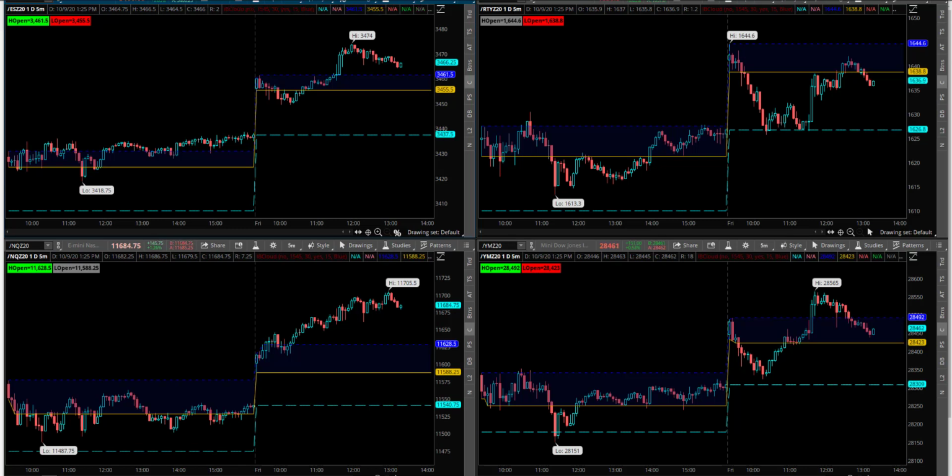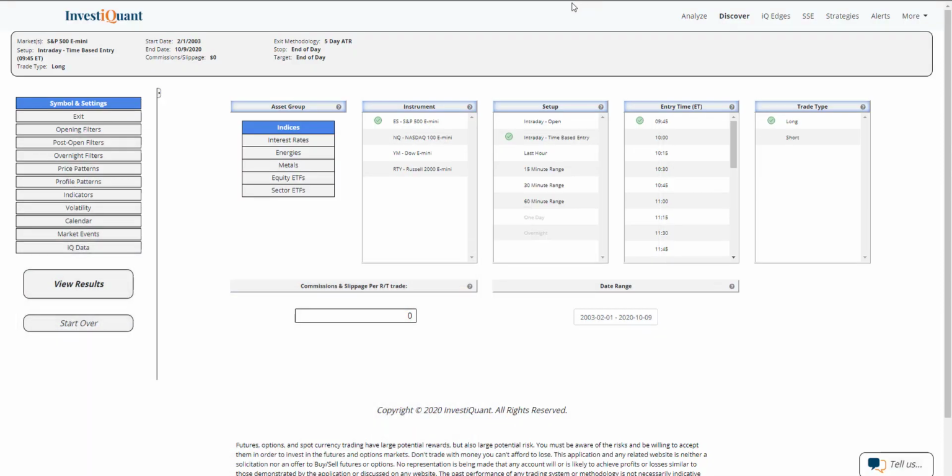So let me go into Discover, and we'll look at the indices here. We do have other instruments and different asset classes I don't always show, like interest rates, energies, and metals. So if you're a gold trader, you can test gold in here. We've got equity ETFs, like the spiders, the Qs, the diamonds, and the IWM. And we've also got sector ETFs. But for this example, we are looking at the indices, and I am using the futures here.